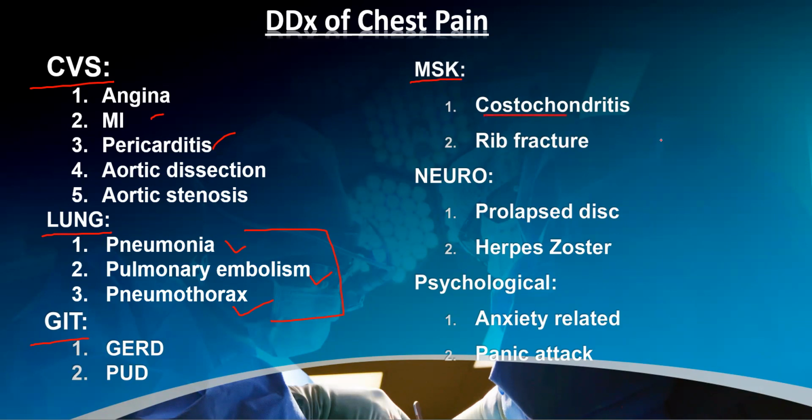Musculoskeletal system could be costochondritis or rib fracture. For neurology, mainly prolapsed disc or herpes zoster can also cause chest pain. Psychological is very important, so it could be panic attack or anxiety or stress disorder. So these are your differential diagnoses: CVS, respiratory, GIT, musculoskeletal, CNS, and psychological. So it's a lot of differential diagnoses. Many times only the differential comes in the exam, so you should cover most of the differentials if that's the case.